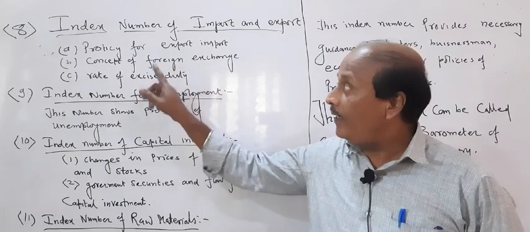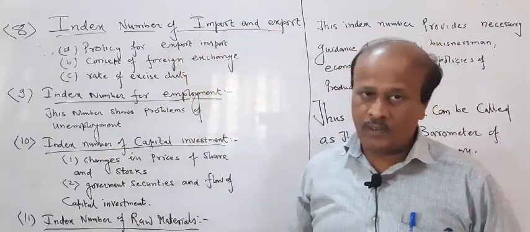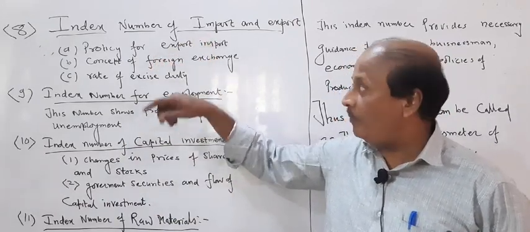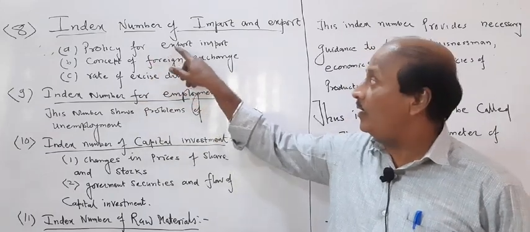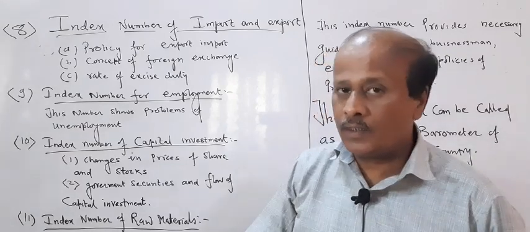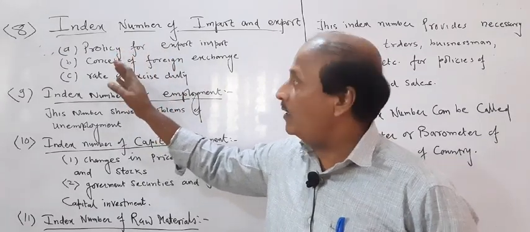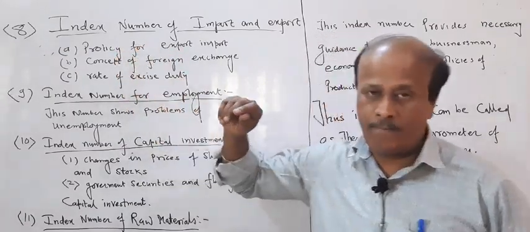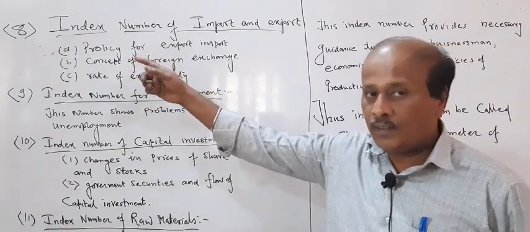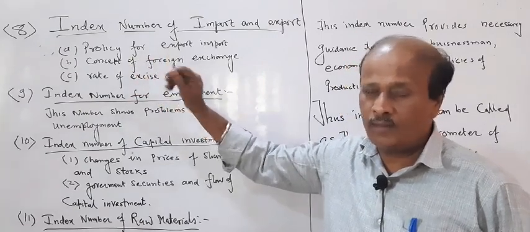The eighth is the index number of import and export. Earlier also I told you during trade that this index number is very helpful for deciding the policy for export or import of that particular country. Which material should be imported or exported can be decided by the index number. This point and the point we found in the index number of trade can be mixed up, as both show the same thing.